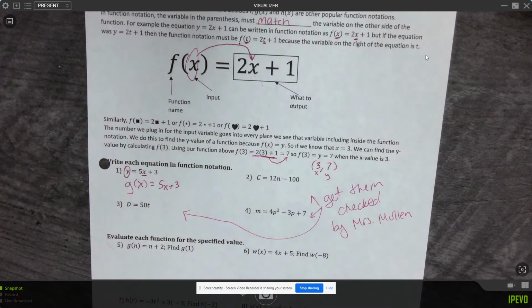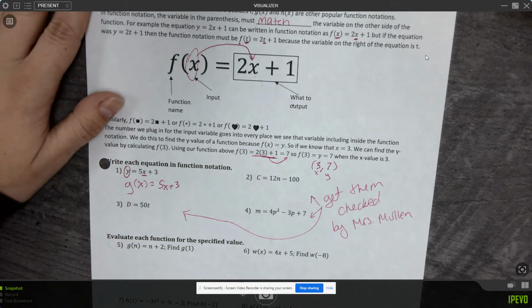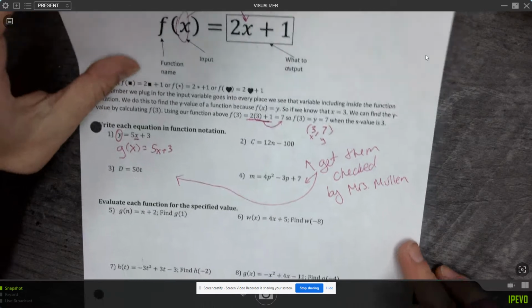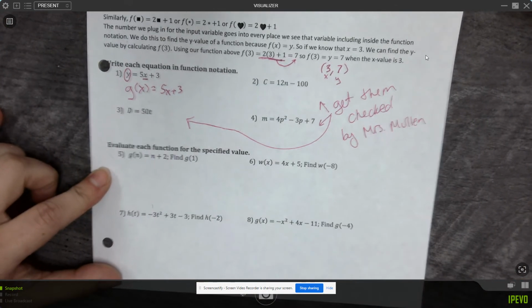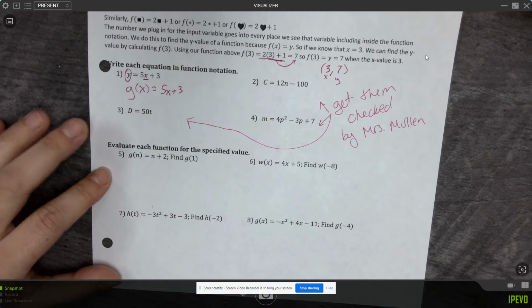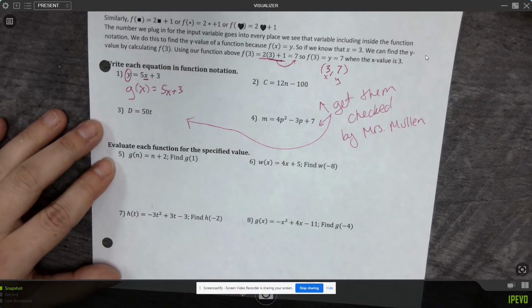Do them. Get them checked by Mrs. Mullen before you move on. If you followed your directions correctly, you should have had 1, 2, 3, and 4 all done and checked by Mrs. Mullen before you are moving on to 5, 6, 7, and 8. Otherwise, you need to stop and go back and do those.